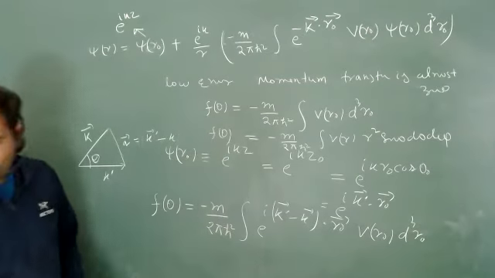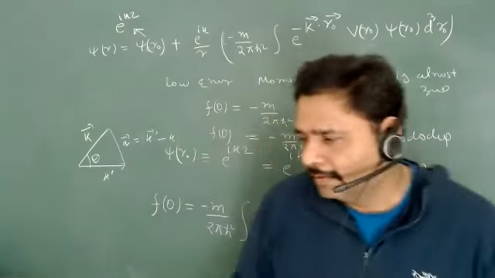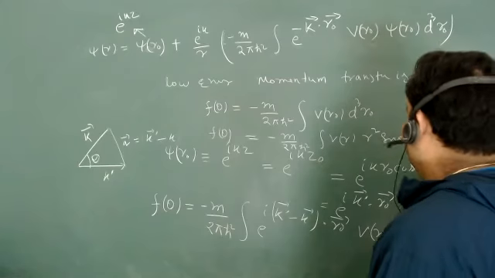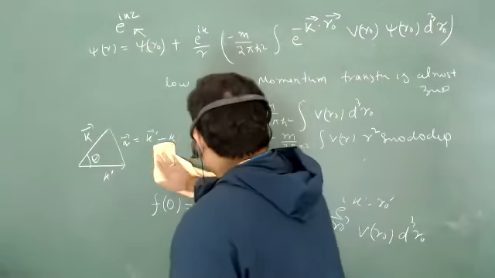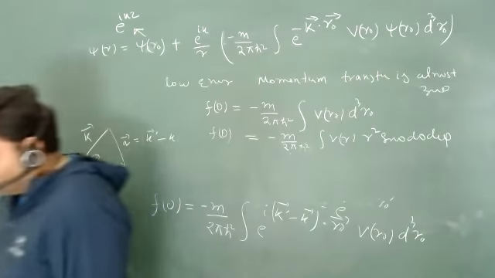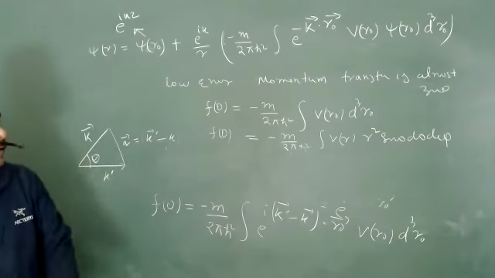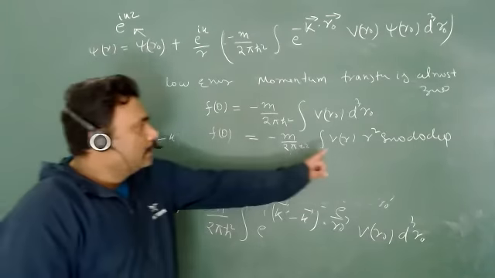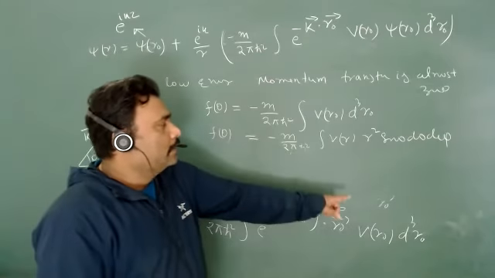Now look at how simple it is, isn't it? Are you getting this one? And this is the formula, the final outcome. Are you going to appreciate this one? So this is f theta for the low value of energy.